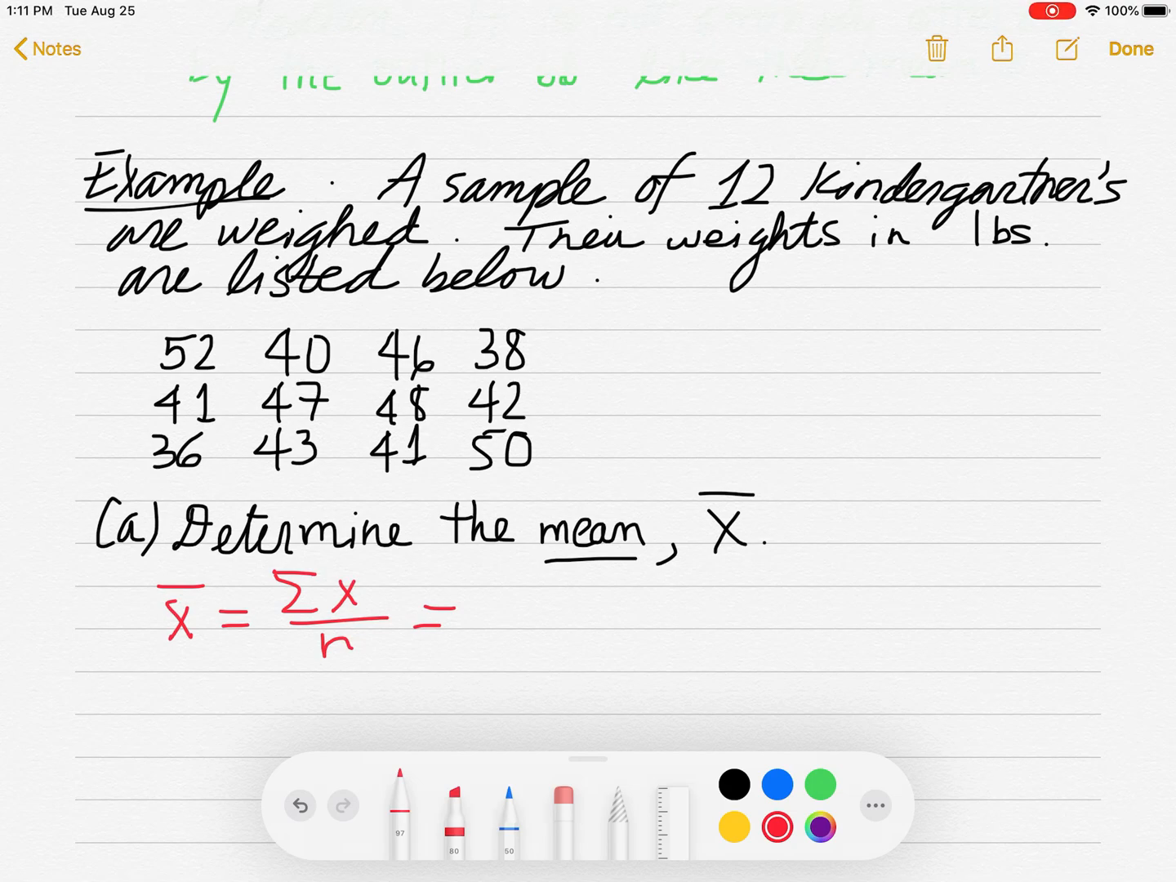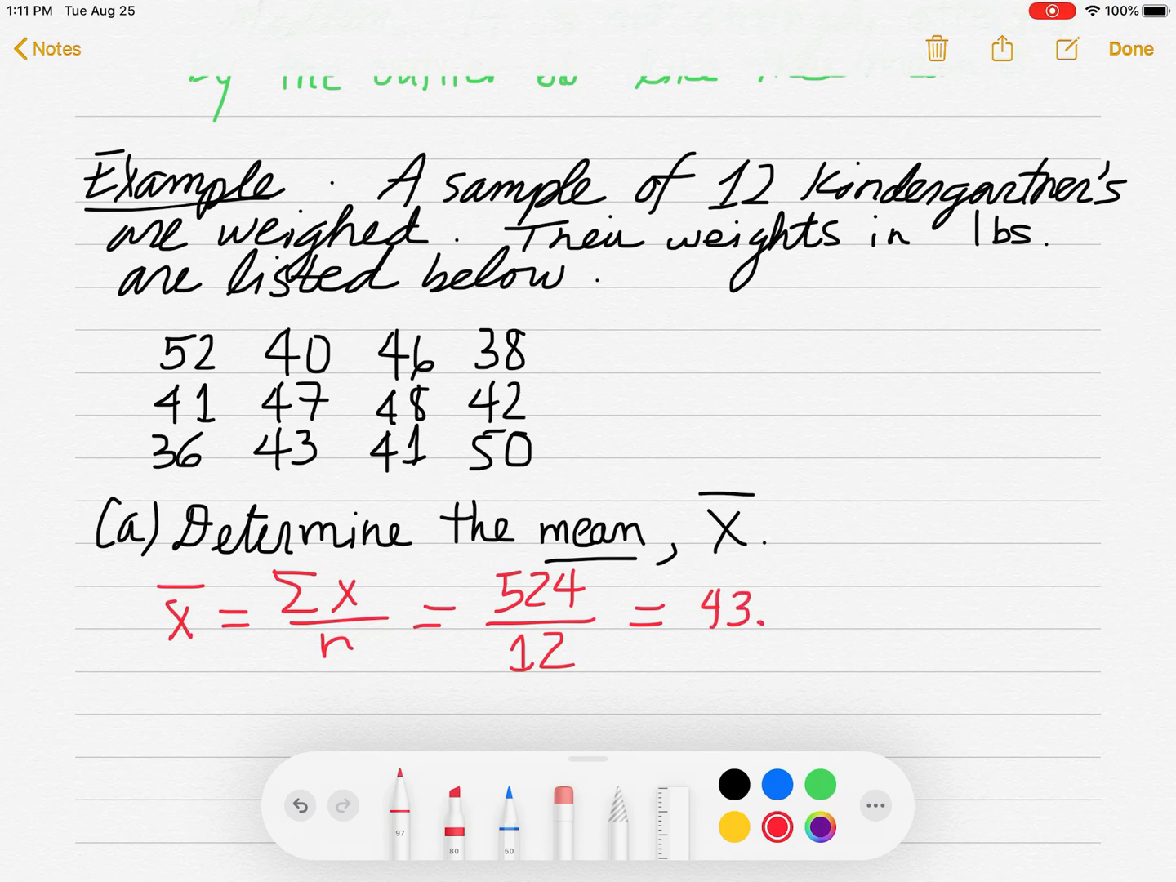Get that calculator working. 52 plus 41 plus 36 plus 40 plus 47 plus 43 plus 46 plus 48 plus 41 plus 38, plus 42 plus 50. I get 524 when I add up all my data values, and I'm going to divide by 12. 12 is the sample size, the total number of data values.